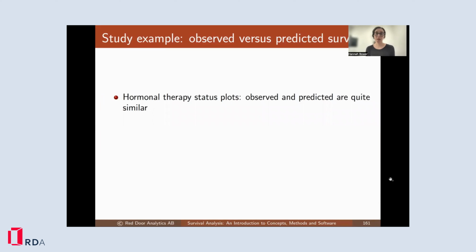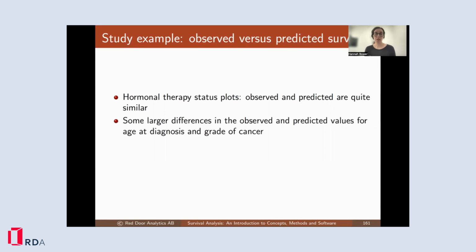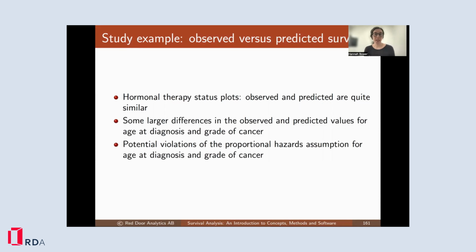So what is the conclusion from looking at these graphs? Well, the hormonal therapy status plots, the observed and predicted are quite similar. There's some larger difference in the observed and predicted values for age at diagnosis and grade of cancer. So this would indicate that there are potential violations of the proportional hazards assumption for age at diagnosis and grade of cancer.